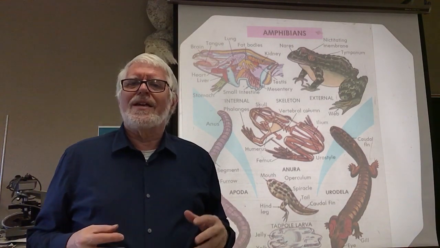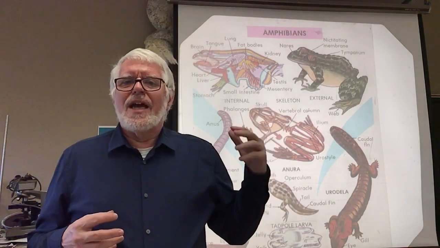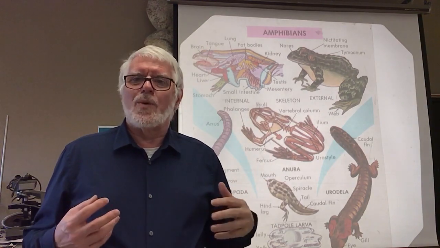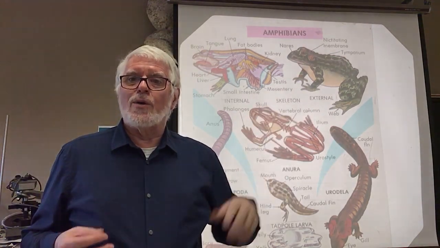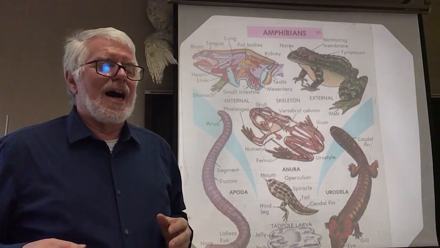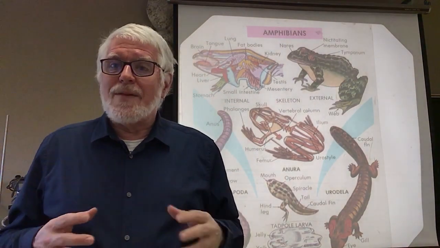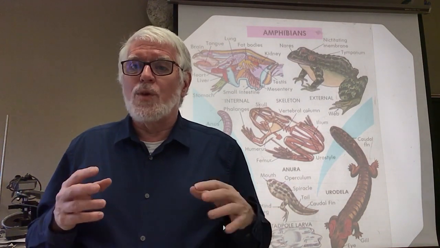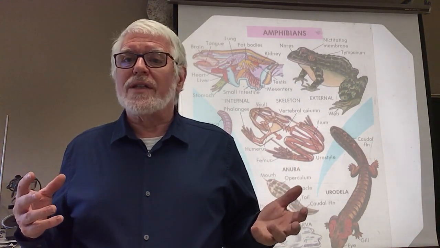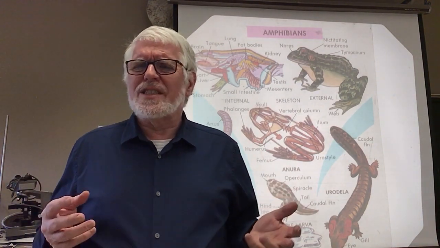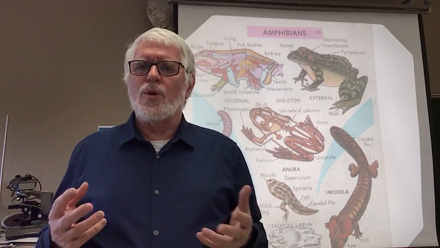But typically, the salamanders and the newts, which is one of the groups, and the frogs and the toads, which is the other major group, are land animals. Some of them have gotten relatively successful in moving into somewhat dry areas. Not so much the salamanders, but the toads.